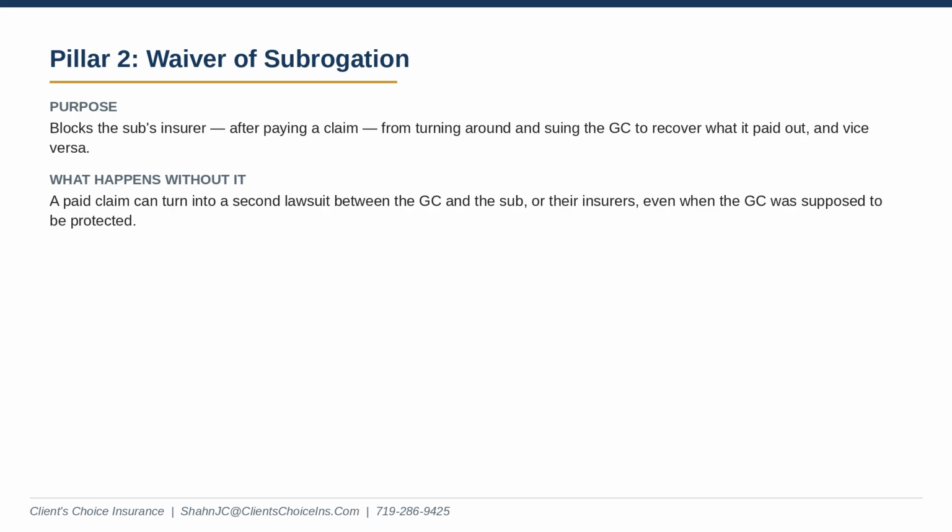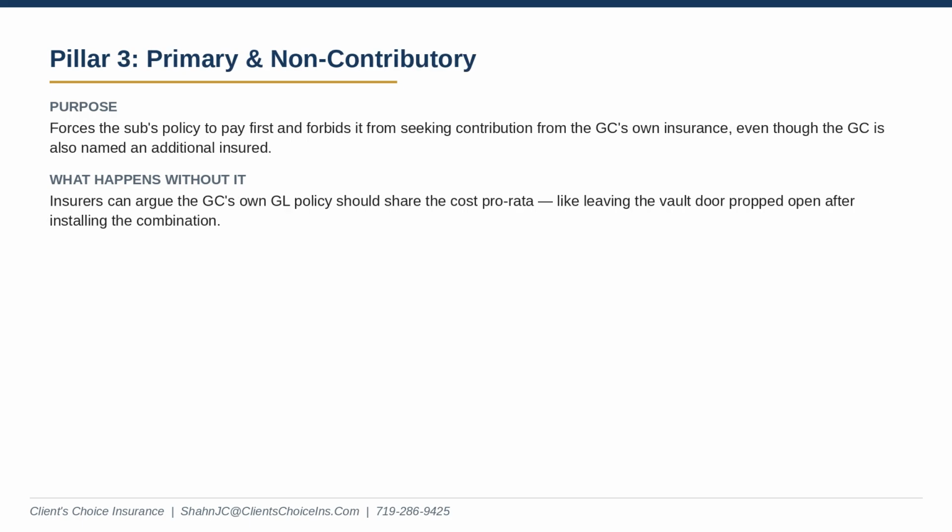But even with that block in place, the guide says insurers can still try to split the bill, right? Mm-hmm. Which brings us to the third pillar, primary and non-contributory wording. Yes. Without this wording, the sub's insurance might look at the GC's insurance and say, hey, you need to chip in and share the cost proportionally. Paying pro rata. Exactly. It's a standard cost-saving tactic for insurers. But primary and non-contributory wording just shuts that completely down. It forces their policy to pay first and pay fully.